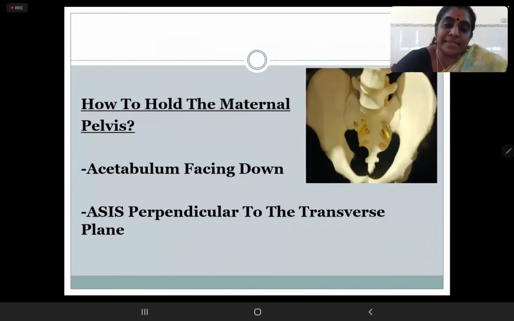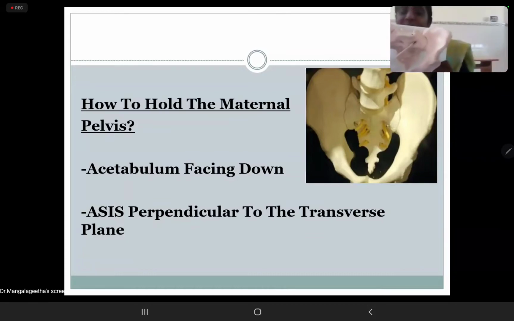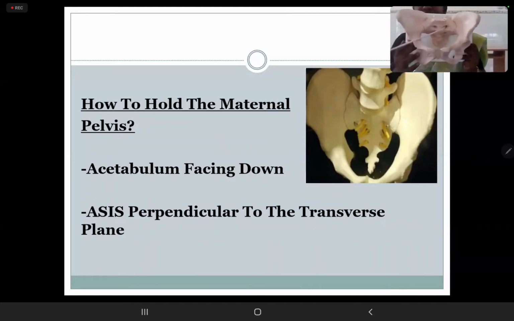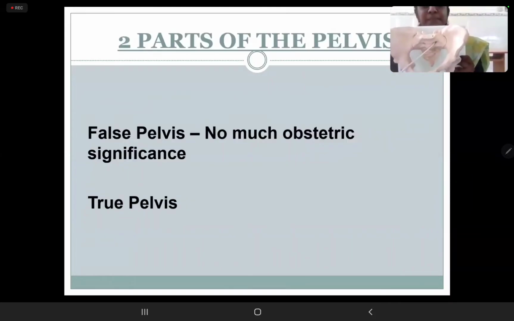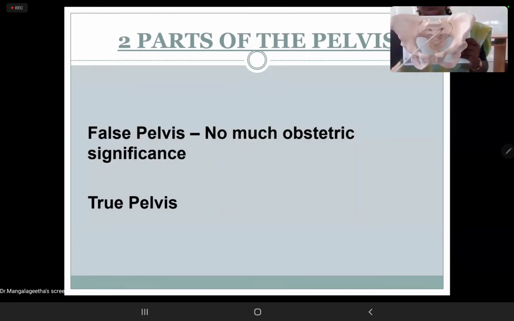Now, the main thing in the exam: you would be asked, how do you hold the pelvis? Show me the normal anatomy of a pelvis. So you hold it in such a way, this is how you will hold the pelvis, so that the two acetabula should be facing downward, and the anterior superior iliac spines should be perpendicular with the transverse. Then the false pelvis has not much obstetric significance, but the true pelvis is the main component.